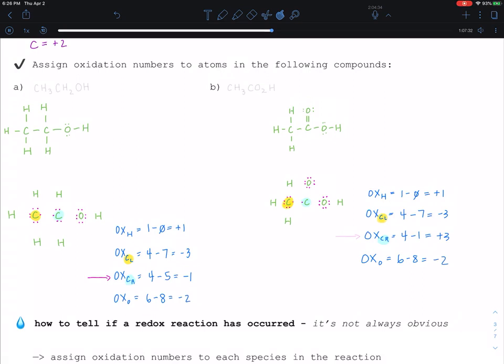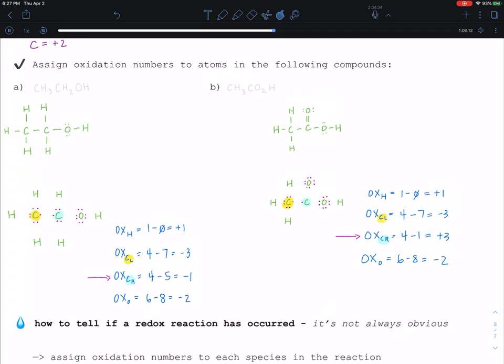So what happened? We have oxidized that carbon, right? The molecule got oxidized. We have taken that carbon from the negative 1 oxidation state to the positive 3 oxidation state. What does that mean? It means that carbon lost electrons. So that is a couple more examples of a crude approximation for assigning oxidation numbers to atoms in organic compounds.